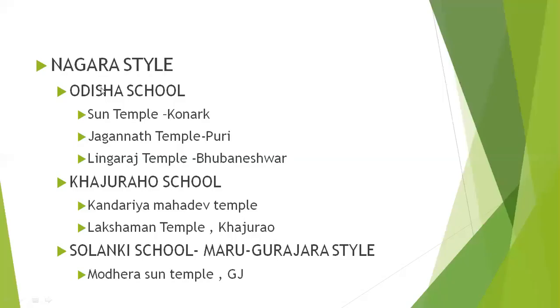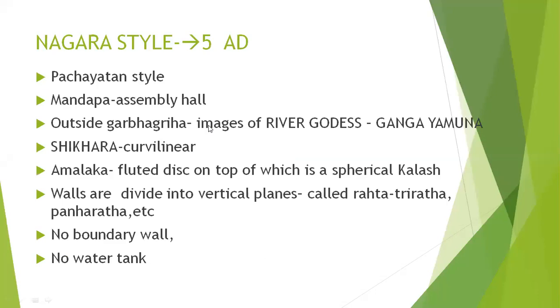So the temple architecture can be divided into the Nagara style, which is prevalent in northern India, and the Dravida style present in southern India. The Nagara style has certain subtypes like the Odisha school, the Khajuraho school, the Solanki school, and so forth. Now, what are the features of Nagara style?